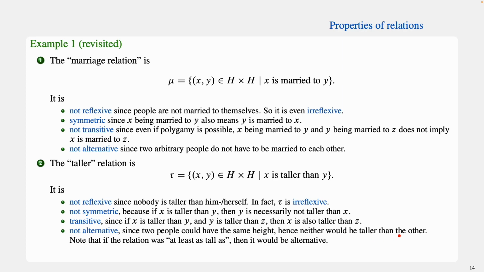Now we could modify this relation a little bit, and instead of asking for taller, we say x is at least as tall as. So taller or same height. And if we would weaken the relation like that, then it actually would turn out to be alternative, because between any two people, either one of them is taller than the other or they have the same height. Now, this taller relation is actually an example of an order relation, which we will study in more detail later.